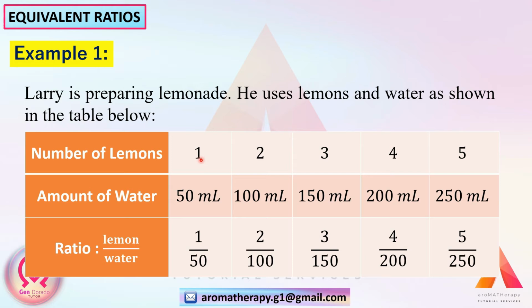So for 1 lemon, Larry will prepare 50 ml of water. For 2 lemons, he will have 100 ml of water. For 3 lemons, 150 ml of water. 4 lemons, 200 ml of water. 5 lemons, 250 ml of water. The ratio 1 over 50, 2 over 100, 3 over 150, 4 over 200, 5 over 250.